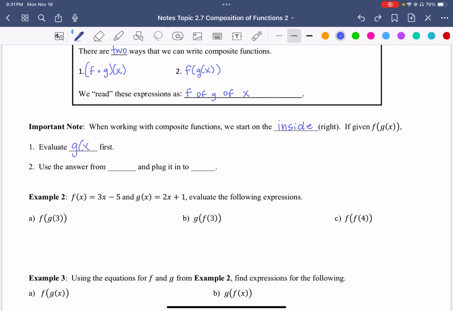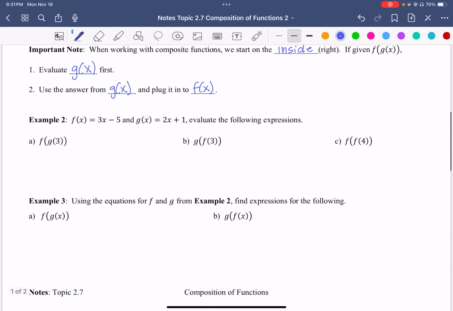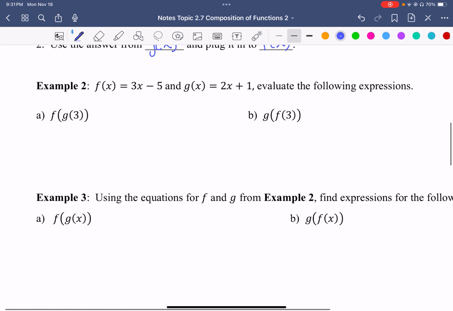And then whatever answer you get from g of x, you're going to plug it into f of x. Okay, so you're kind of working backwards a little bit. Let's try an example. f of x is 3x minus 5 and g of x is 2x plus 1.